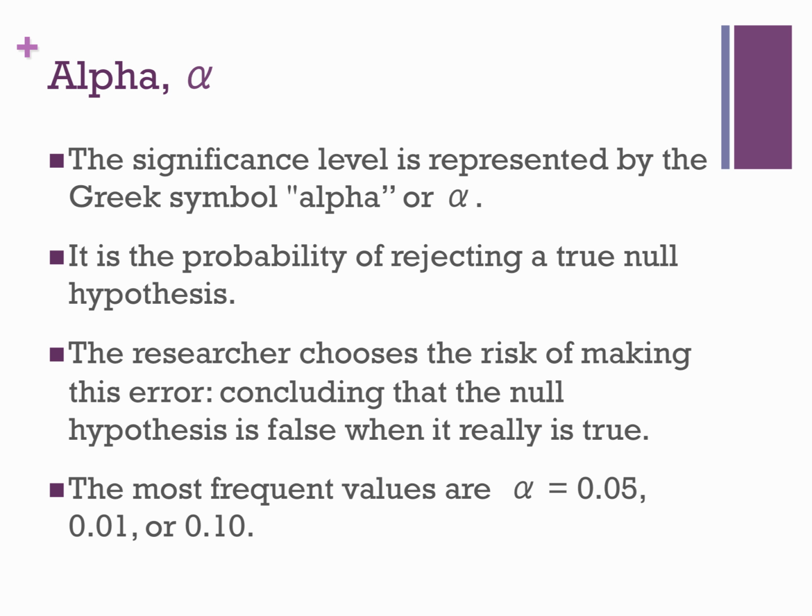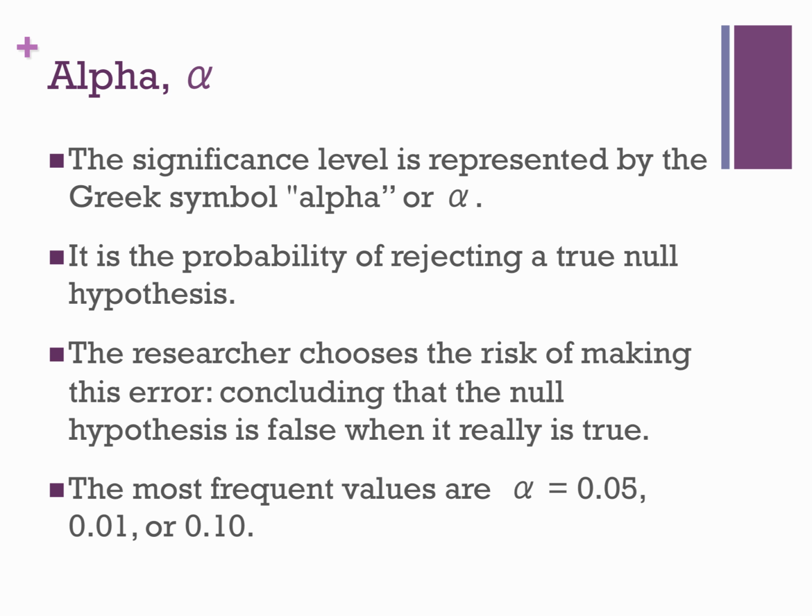That leads us to the concept of alpha. This is one of the most important concepts throughout the course of the semester. It is the Greek symbol alpha, or a script little a. It is the probability of rejecting a true null hypothesis. So remember, we assume the null hypothesis is true. Alpha is the probability of rejecting that hypothesis. The researcher is going to choose that risk, that alpha, of concluding that the null hypothesis is false when it really is true. So remember, we assume it to be true. Alpha is the probability that we reject the null in favor of the alternative falsely.